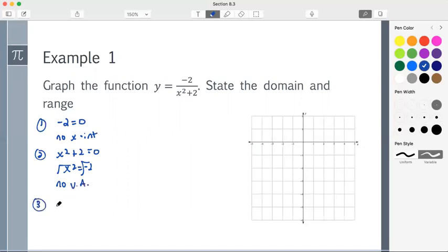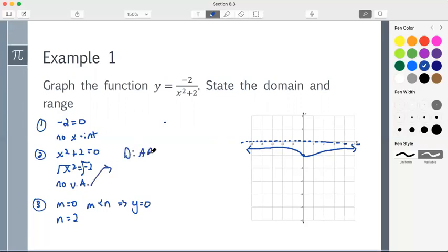Step 3, we compare the powers. The power on top is 0. The power on bottom is 2. So since m is smaller than n, we know that the horizontal asymptote is y equals 0. So we plot the horizontal. I picked a point, 0, -1. You can pick a few other points, but I've done this graph already, and it looks something like this. So what's the domain? Well, there are no restrictions in the bottom, right? No vertical asymptotes, therefore the domain is all real numbers. The range, look at that, it's always below, isn't it? So y is less than 0.